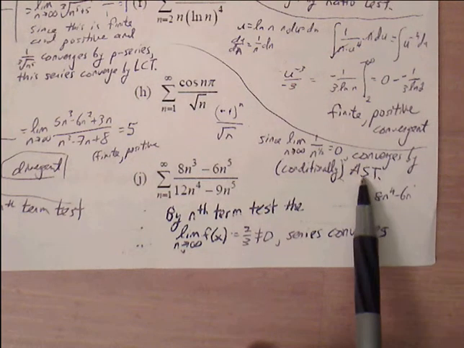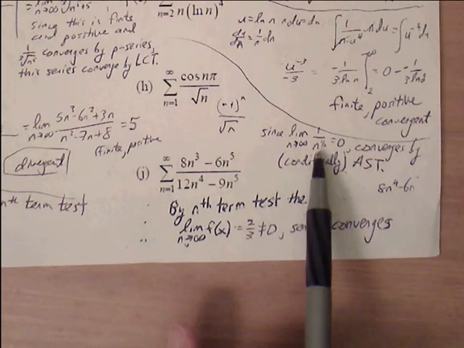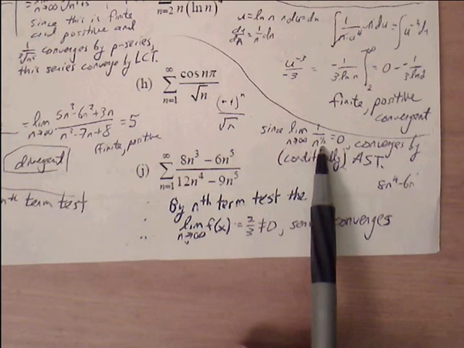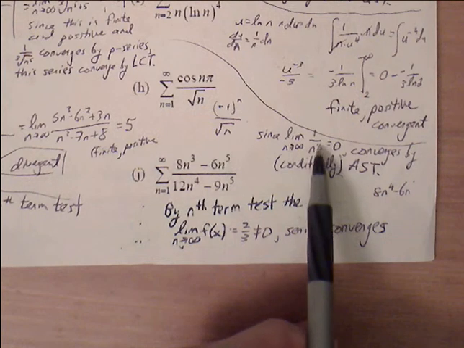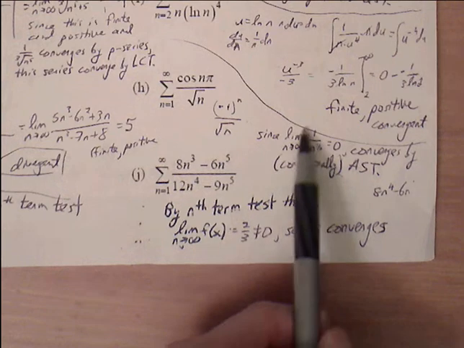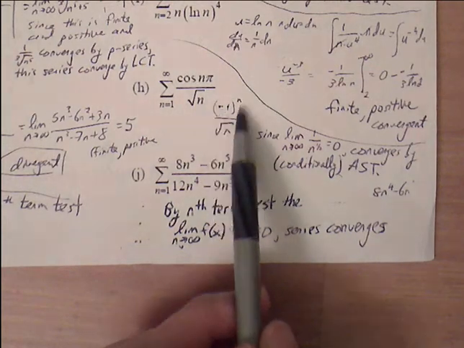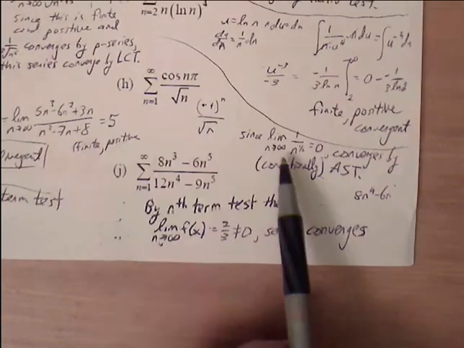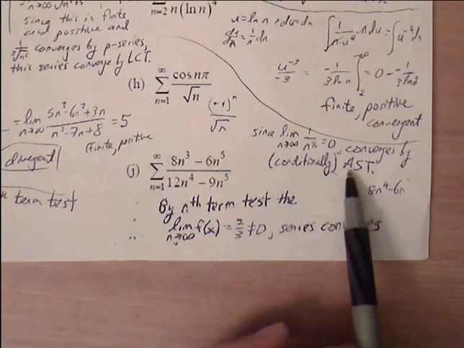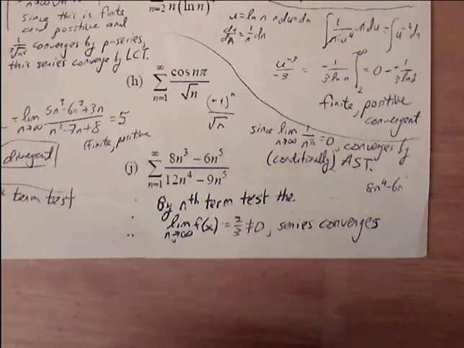So this will converge by the alternating series test. However, without this alternator, this 1 over n to the 1/2 will fail because it is not going to be decreasing fast enough, because we're using p-series. We know that 1/2 is less than 1, so the series would diverge if it were not for this alternator. So because this series requires the alternator in order to converge, we can say that this series converges conditionally.